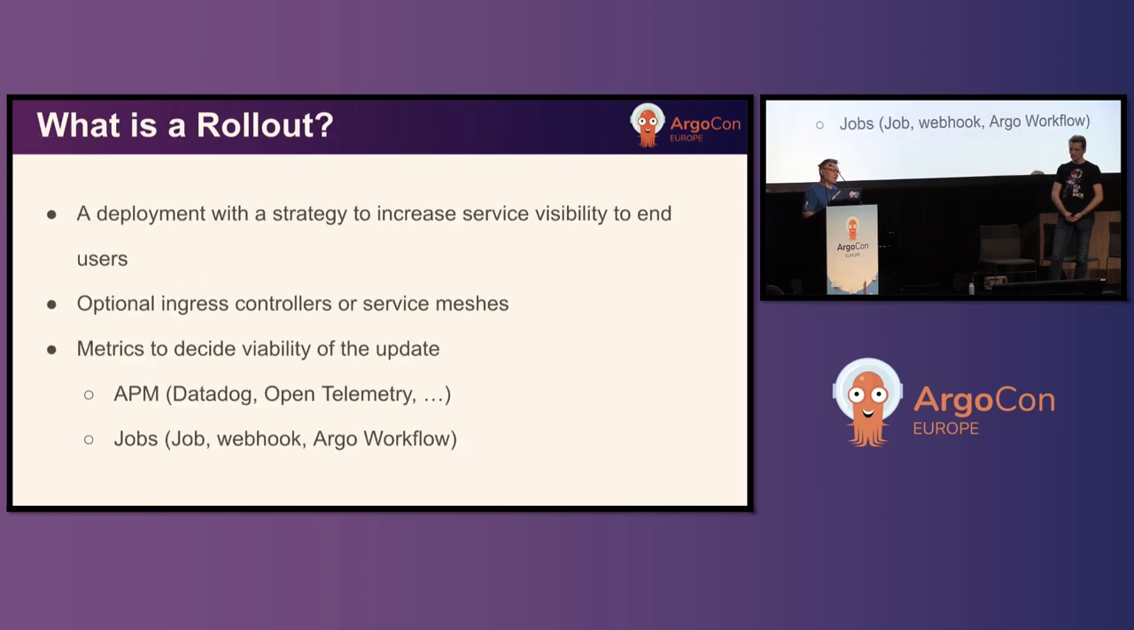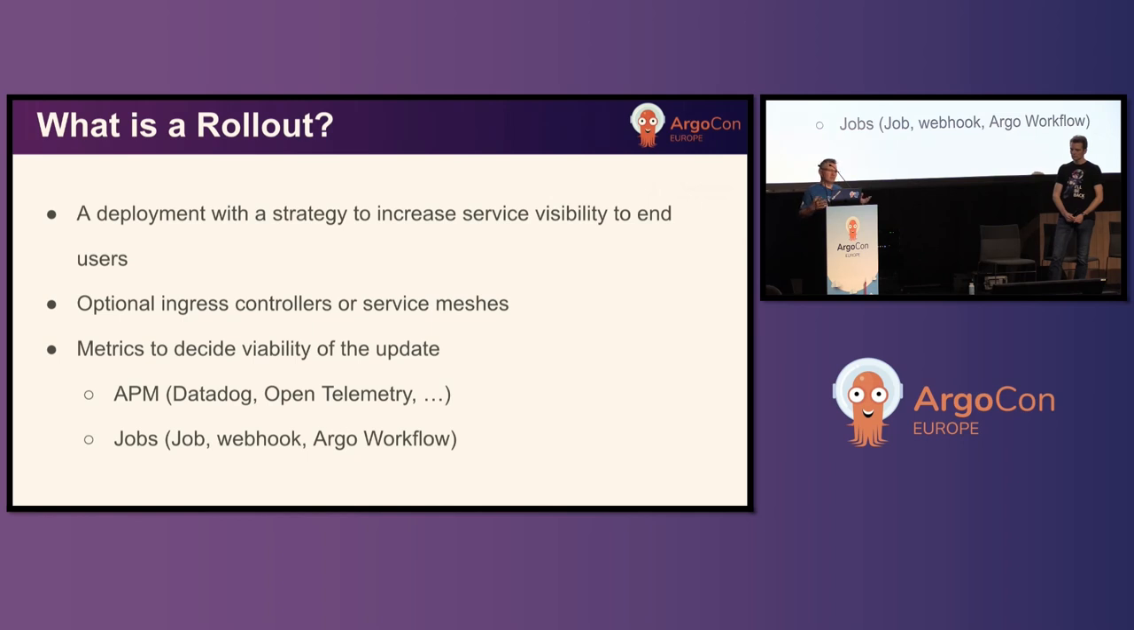So it's basically a deployment. It's very similar to your deployment manifest with some strategy to decide what you want to do. And you can integrate it with ingress controller, service meshes, and you can get some metrics. And those metrics can come from different things, basically anything with an API. So you can talk to Datadog or Prometheus, these kind of tools.